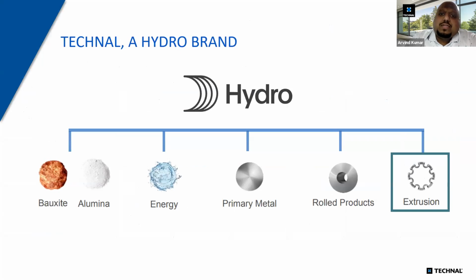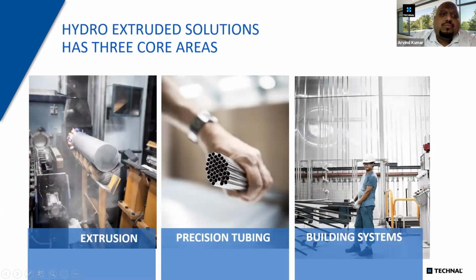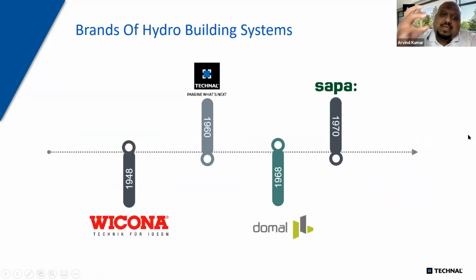As a business unit, we have the bauxite alumina division, the energy business, the primary metal, the rolled products, and our portfolio of products comes under the extrusion business. In the extrusion business, in addition to having our own aluminium extrusion plants, we also have precision tubing, which is an indirect press. We have building systems, which is where we belong. Under building systems, we have several brands who have different expertise and different ranges of products.